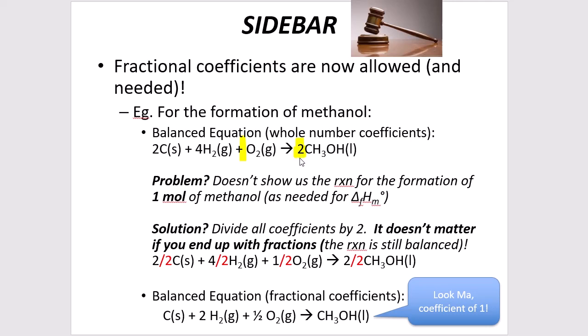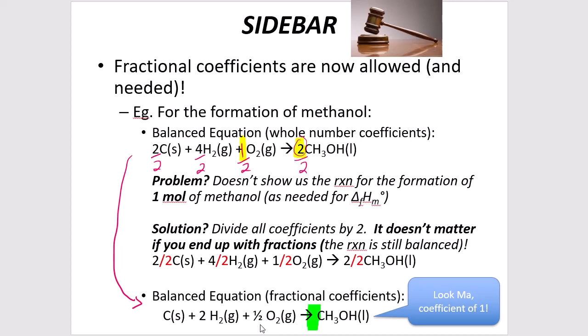So if I want to show the reaction for 1 mole of methanol, I have to divide everything by 2. I have to make this into a 1, right? So if I divide this by 2, this is an automatic 1, divide this by 2, divide this by 2, divide this by 2, and then I simplify, that's going to give me this balancing down here where I've got 1, 2, 1/2, and 1. This gives me a coefficient of 1 for my methanol, which is what I need, and I have a fraction for oxygen. And so that's now okay.